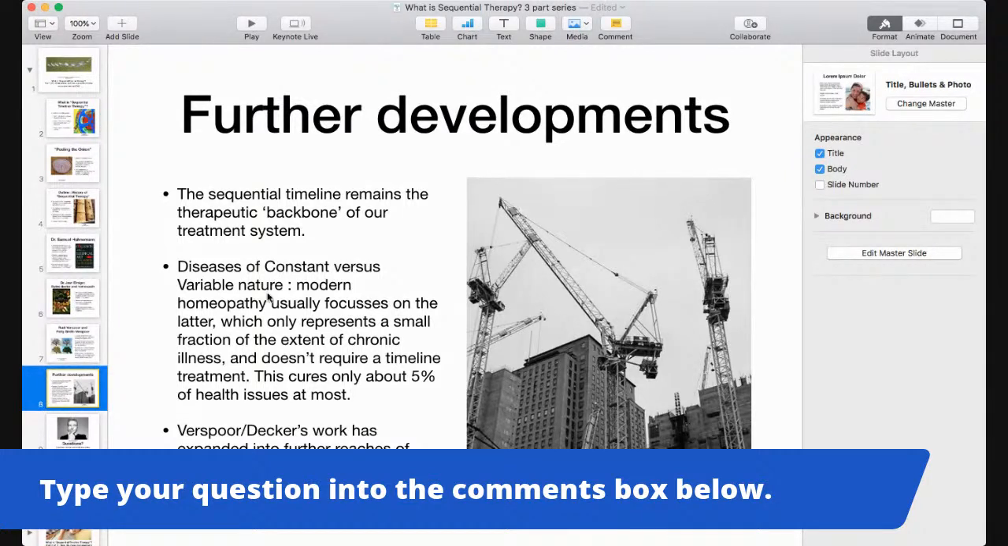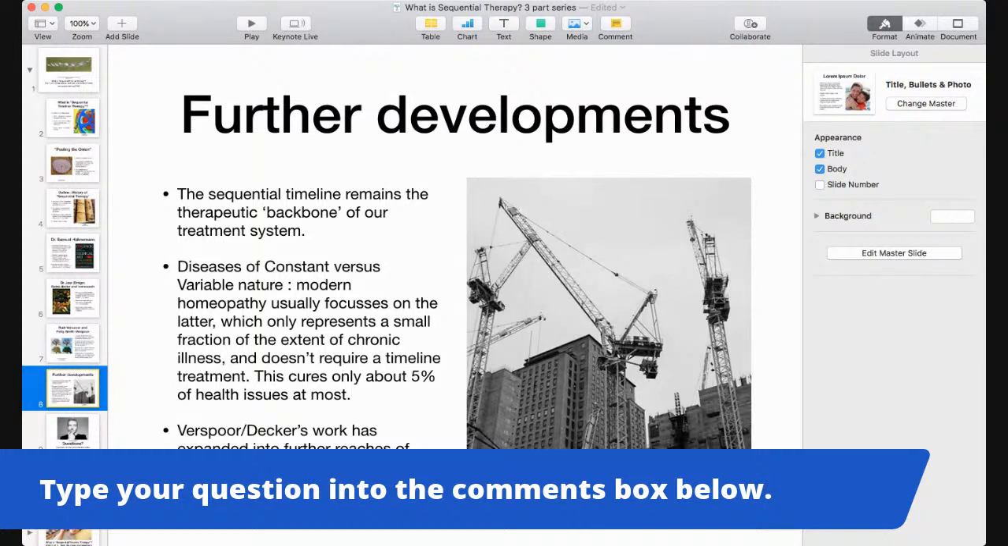So as I say, rooting this whole idea of the sequential timeline and the constant diseases versus the variable disease, the very idea of the timeline is based on Hahnemann's concept of diseases of constant nature. So if somebody is in that mode of classical prescribing, they don't understand the sequential treatment. They conceptually can't validate it. They criticize it. They fight against it. But it comes down to this concept, where Hahnemann distinguished the constant diseases versus the variable diseases. That's where we really get the grounding for the sequential timeline.